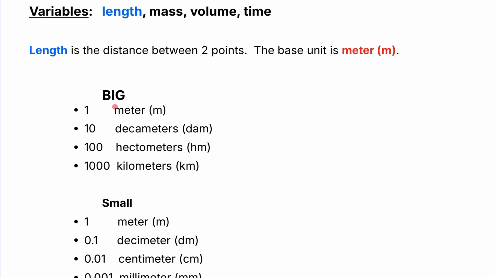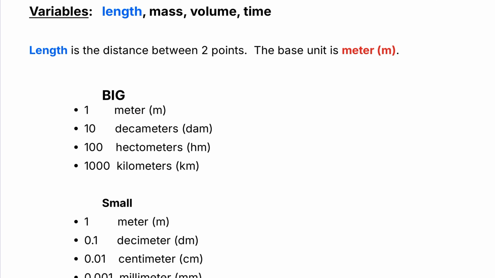Now, if we look at some big numbers, okay? 1 meter, we have 1 meter. If we have 10 meters, that's called a decameter, okay? So every 10 meters is a decameter. If we go to 100 meters, 100 meters would be equivalent to 1 hectometer. And then if we go to 1,000 meters, which is this right here, now we're looking at 1 kilometer.